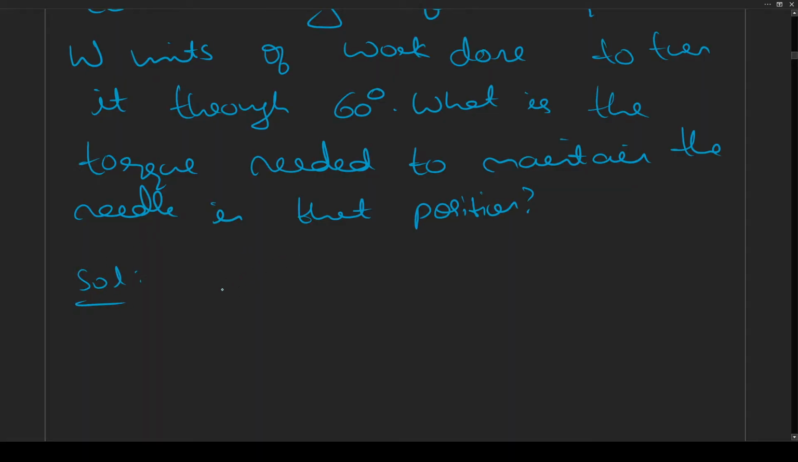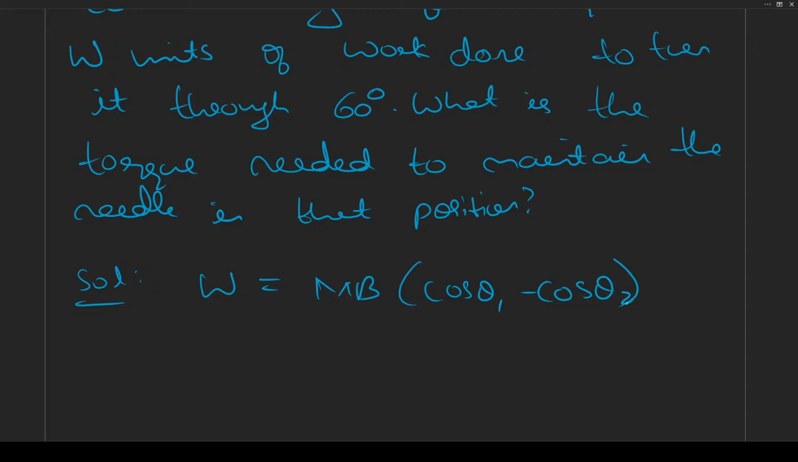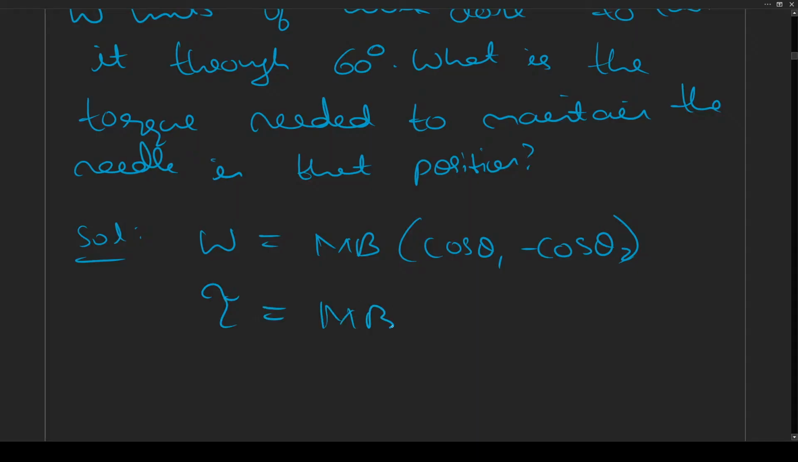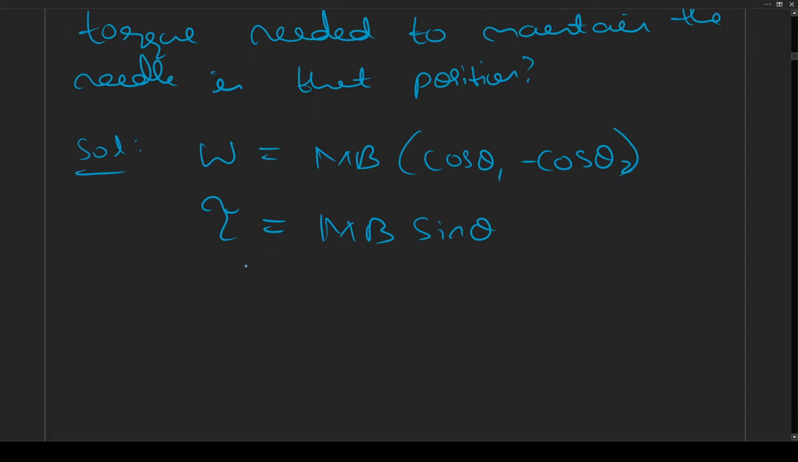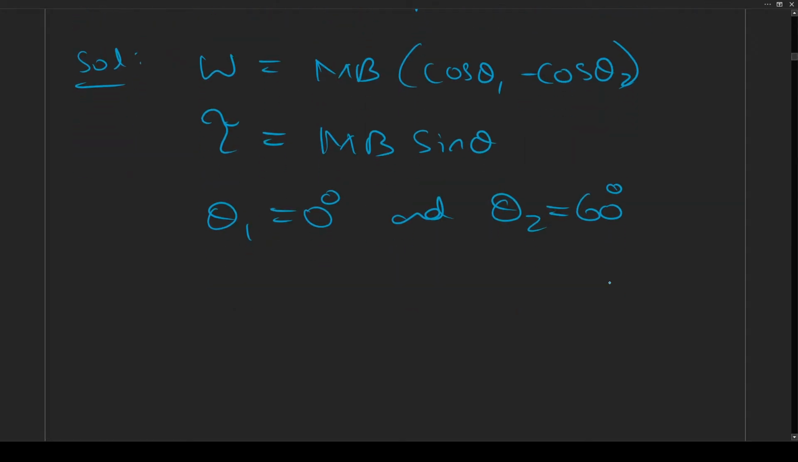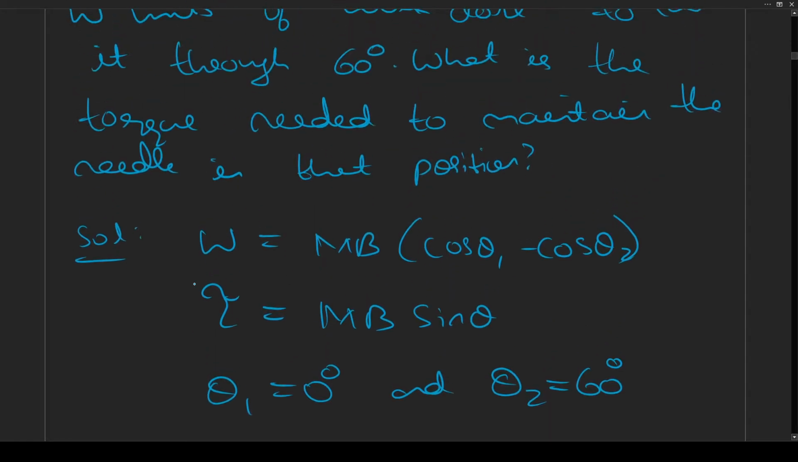Solution. Work done is equal to mB (cos theta 1 minus cos theta 2), and torque tau is equal to mB sin theta, where theta 1 is equal to 0 degrees and theta 2 is equal to 60 degrees. These are the main formulas.